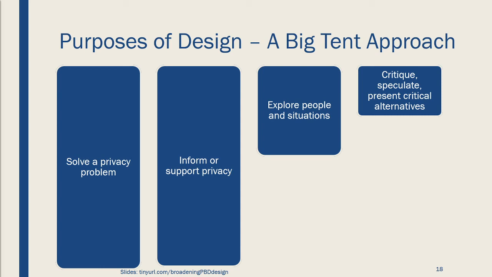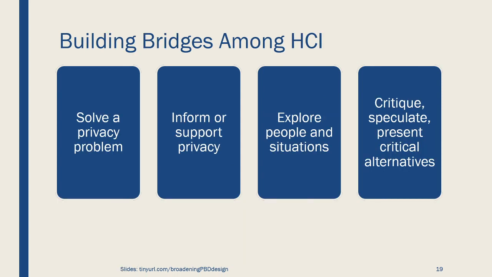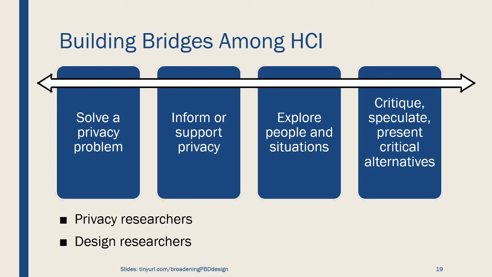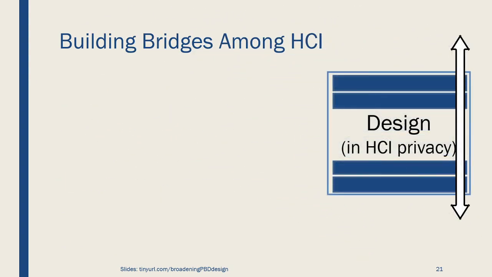And we're arguing for a big tent approach in privacy by design. Using design in all of these ways helps us address a broader set of conceptions of privacy. This suggests that there's an opportunity for us to build bridges between the HCI privacy research community, which has rich domain expertise, and the HCI design research community, which has rich design methods expertise, particularly using design in ways to explore and to critique and speculate. And so that's the first argument, that we have the opportunity to build new bridges between the HCI privacy research community and HCI design research community to more fully make use of design's broader set of purposes.